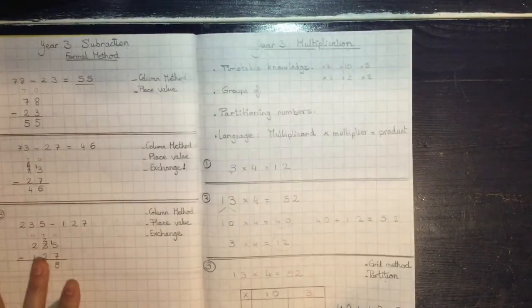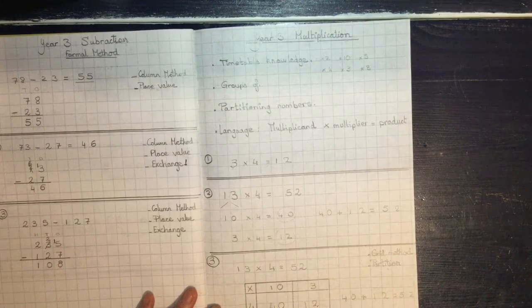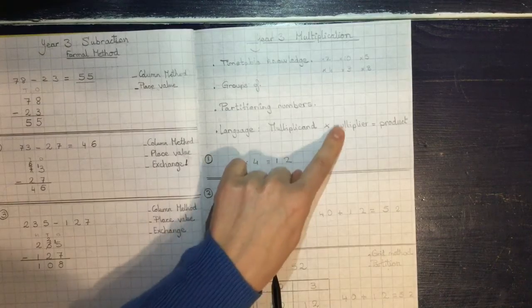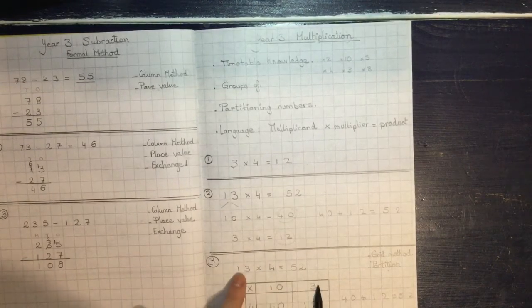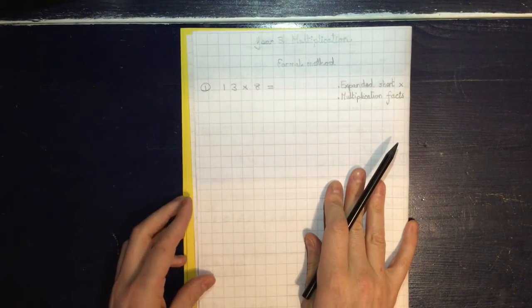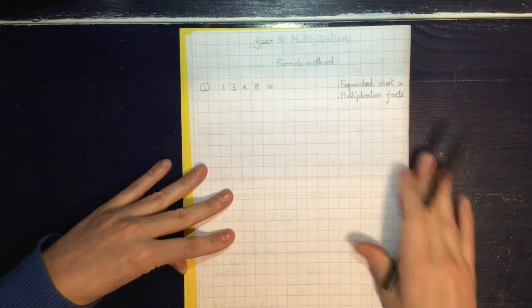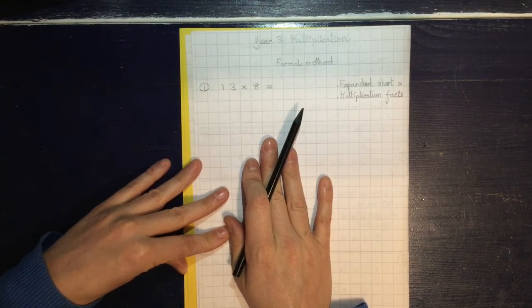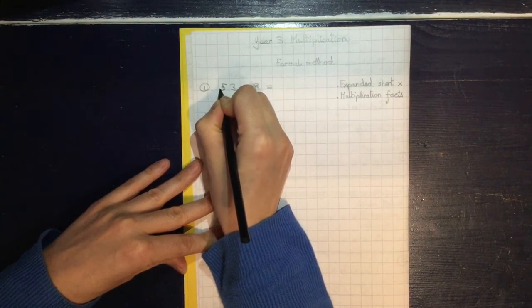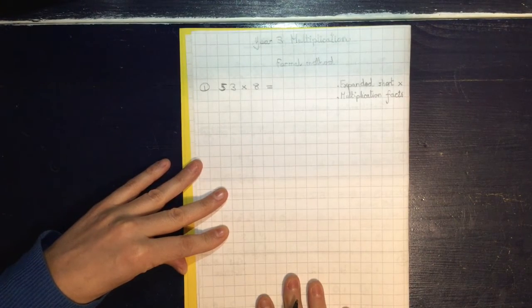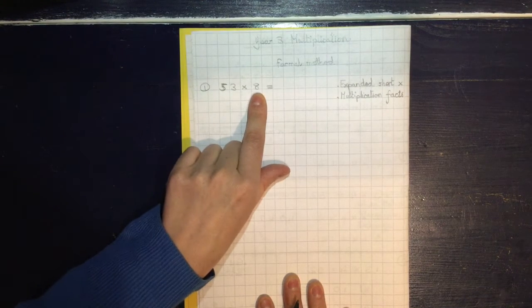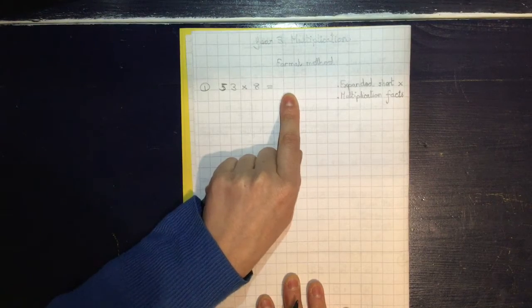After looking at the grid method, understanding that we have to multiply each part of the multiplier by each part of the multiplicand, we can start using a formal method, the expanded short multiplication. So for example, I will change this. 53 times 8, so we have our multiplicand times our multiplier to get our product.